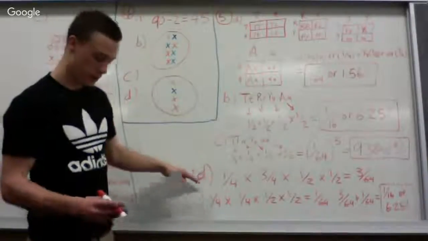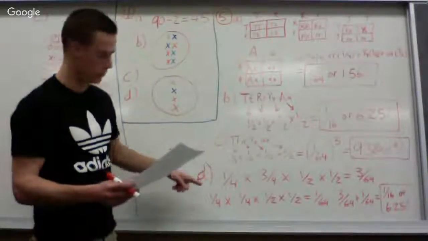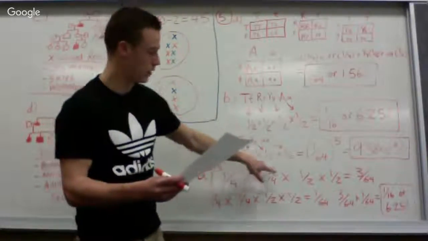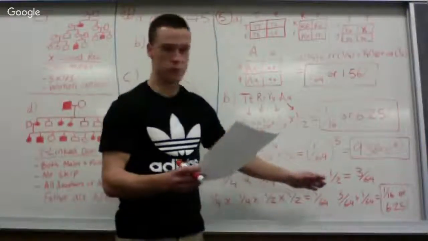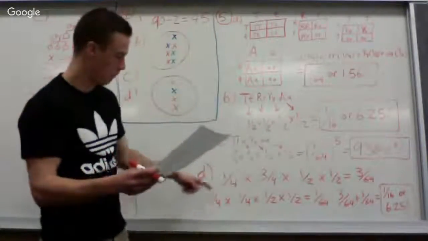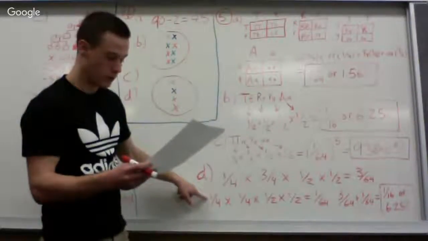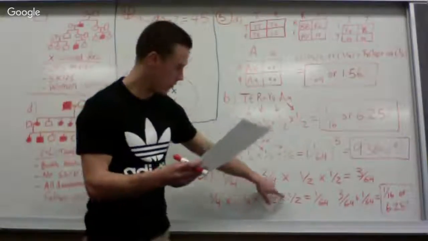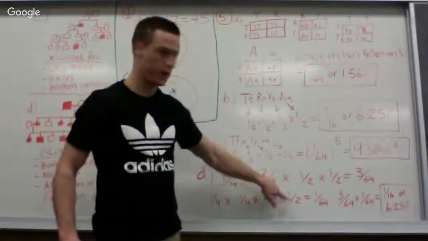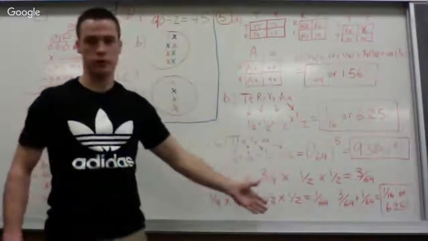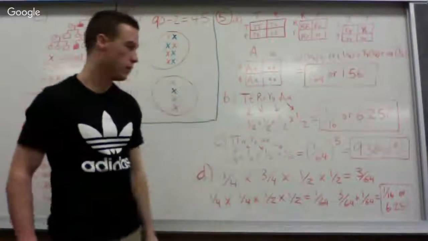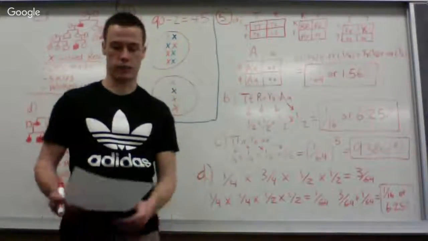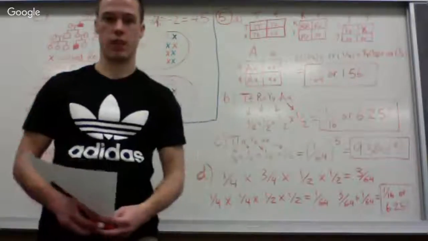For the dwarf round yellow axial, dwarf is 1/4 probability, round is 3/4 probability, yellow is a half, and axial is a half. Multiply those together, you get 3/64. Now for the next one, dwarf is 1/4 again, wrinkled is 1/4, green is a half, and terminal is a half. And that gives us 1/64. So you add 1/64 and 3/64 together, and you get 4/64, or 1/16, or 6.25%. So that's how I did the problems for the exam 1 write-on.